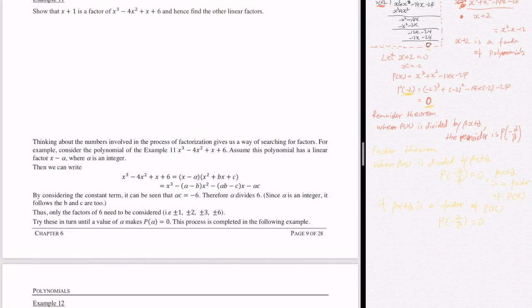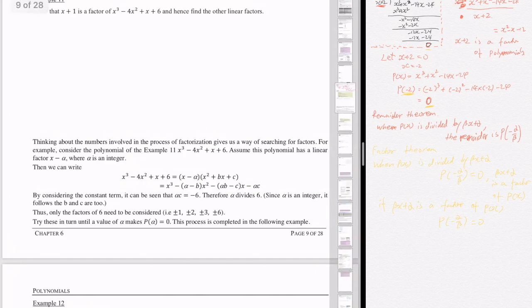Now we say we have... The example asks you to show that x plus 1 is a factor of x cubed minus 4x squared plus x plus 6. So we want you to show that this is a factor. So if you have a look at my notes on the right hand side: factor theory.